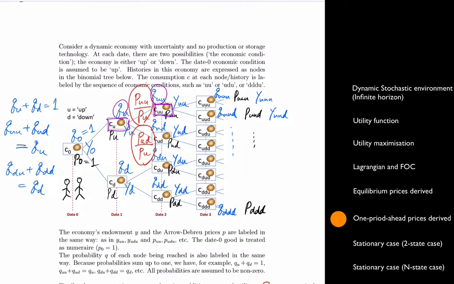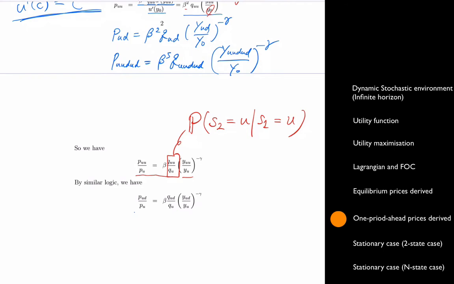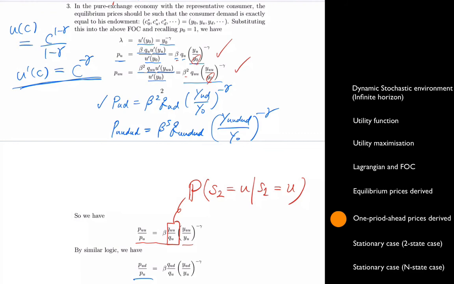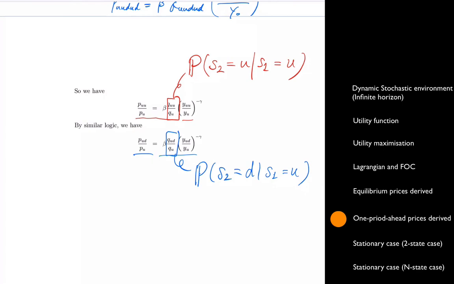And similarly, what's the one period ahead state price PUD over PU? We have PUD here, PU here, so we can take the ratio, one beta is cancelled out, and Y0 is also cancelled out, so we have beta times the probability ratio, and this probability is now interpreted as the probability of the date 2 state being down given that the date one economy is up. Similarly, what is the one period ahead state price of this?